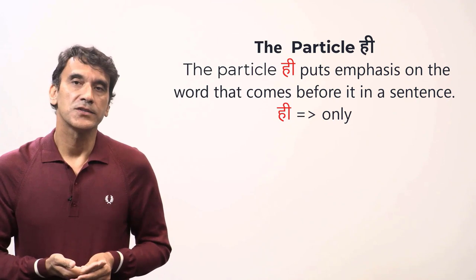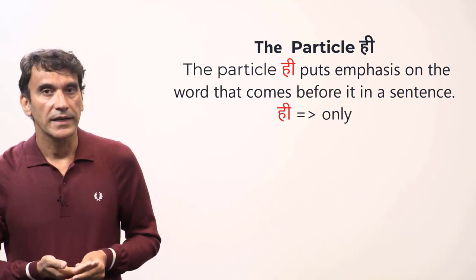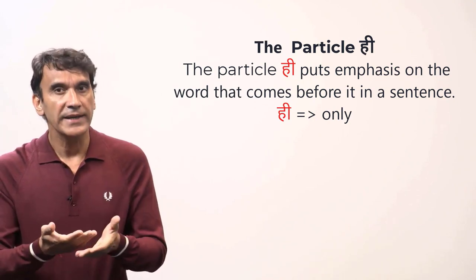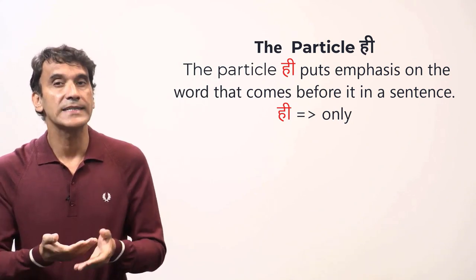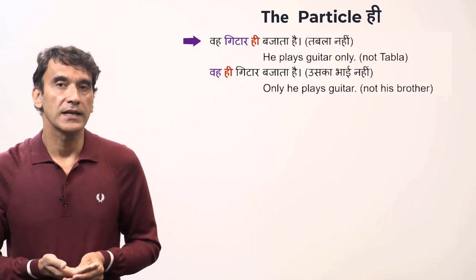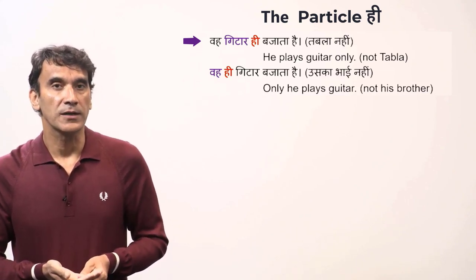The particle "hi" is used to put emphasis on the word that comes before it in a sentence. It can usually be translated as "only" into English. "Hi" expresses emphasis on the word in contrast to something else. That something might not be expressed in the sentence. "Wo guitar hi bajata hai", in parenthesis, "tabla nahi". He plays guitar only, not tabla.